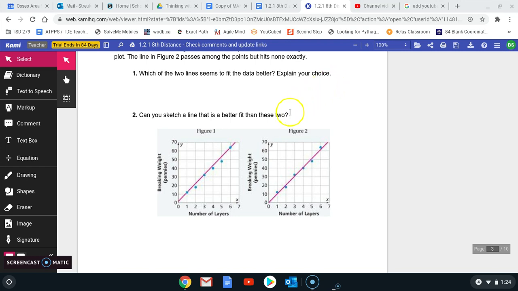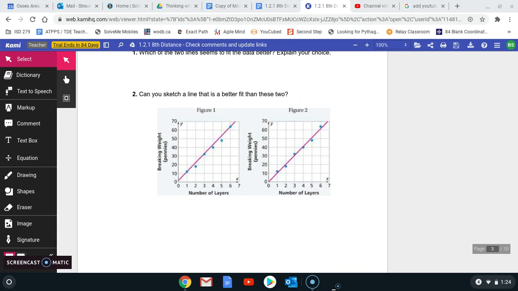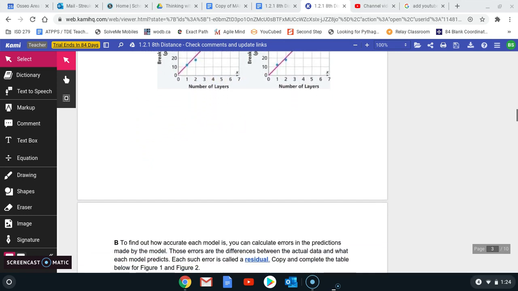Then number two, can you sketch a line that is a better fit than these two? You may not be able to sketch a line that's a better fit than these two, but just take a look and see if there might be something that you could do that would fit this data better. It would make it a better model.